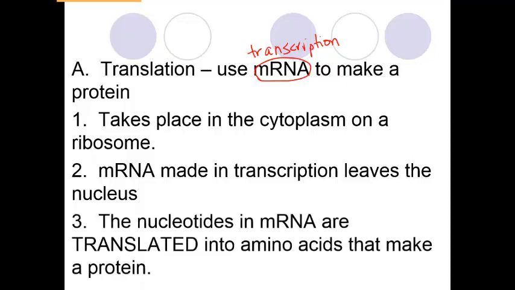The nucleotides in the mRNA, and remember that RNA is a type of nucleic acid, so it has nucleotides and nitrogen bases, it uses A and U and C and G. Those nucleotides are going to get translated into an amino acid, and just another reminder that amino acids are what make up a protein.